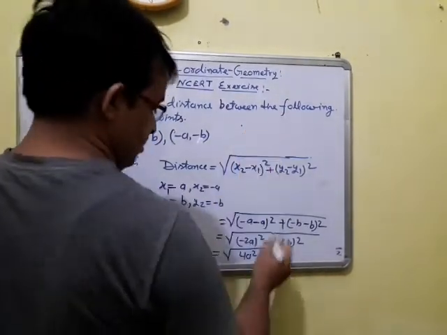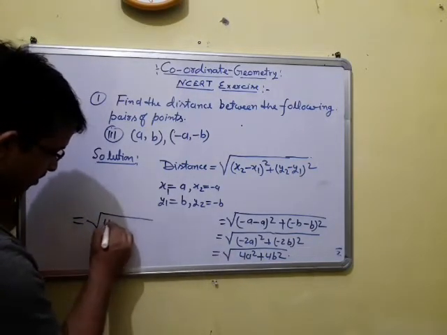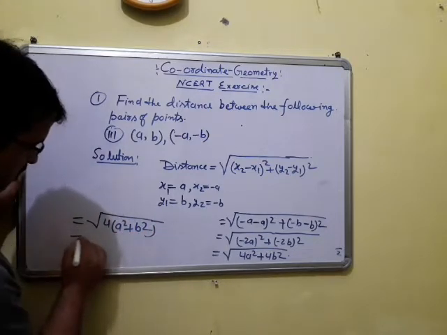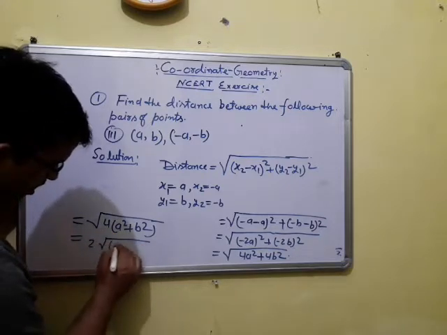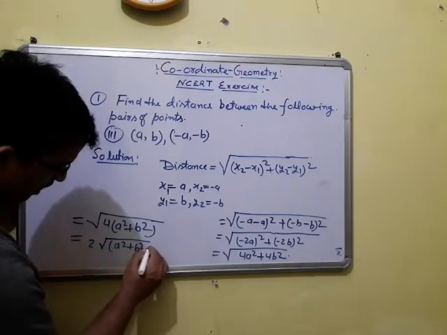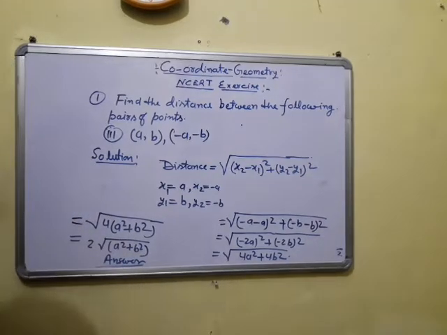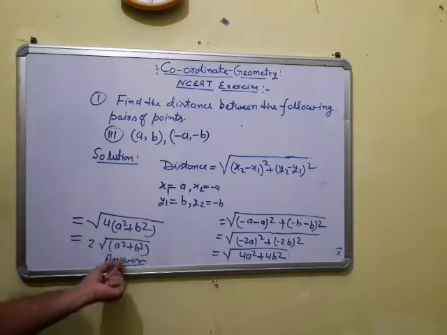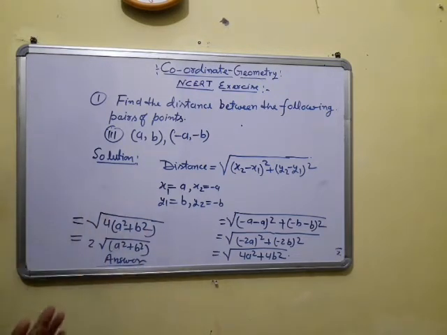Now look here. 4 is common, so this is 4 times (a square plus b square). So the square root of 4 is 2, under root a square plus b square. This is your answer. Clear? This portion is clear? 4 is common, the square root of 4 is 2, and under root a square plus b square remains. This is the answer. Clear?